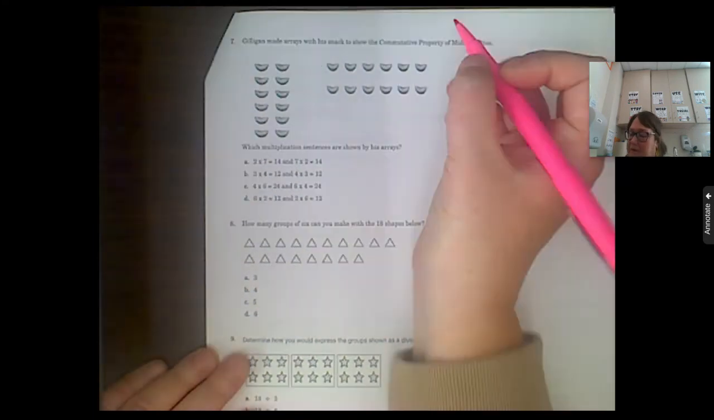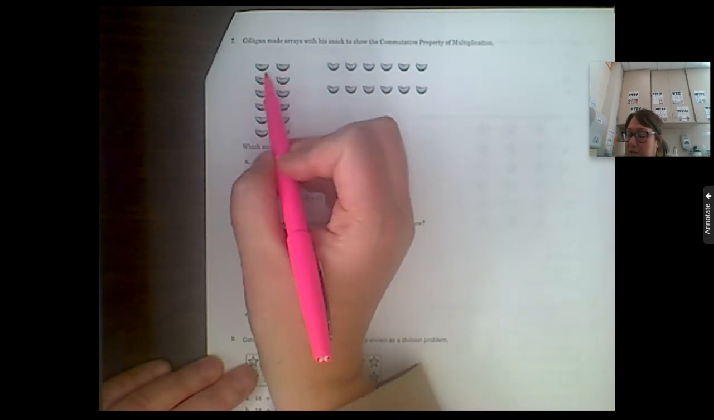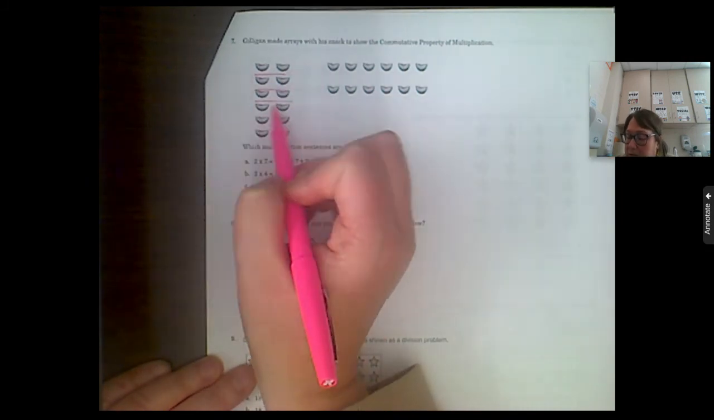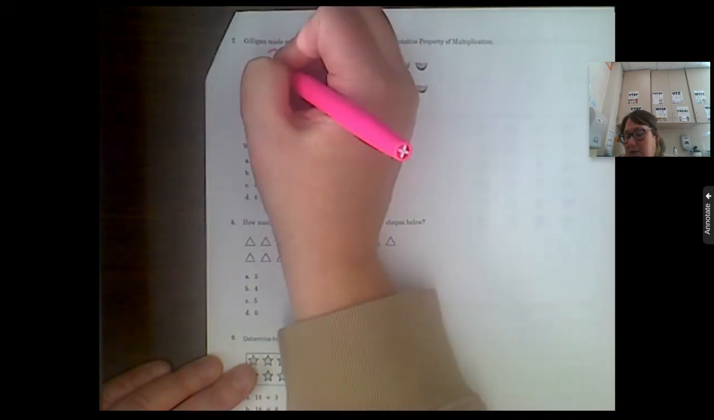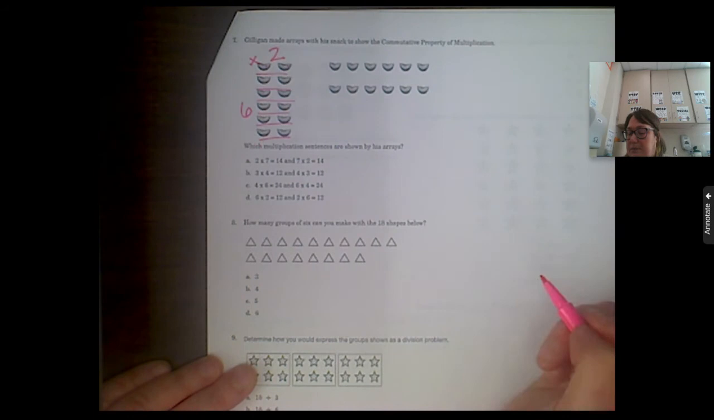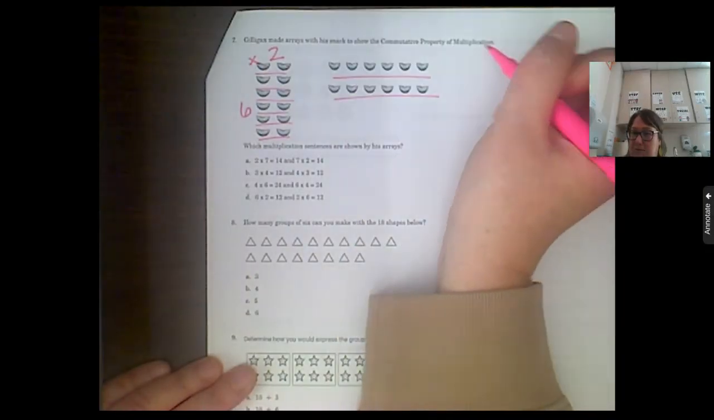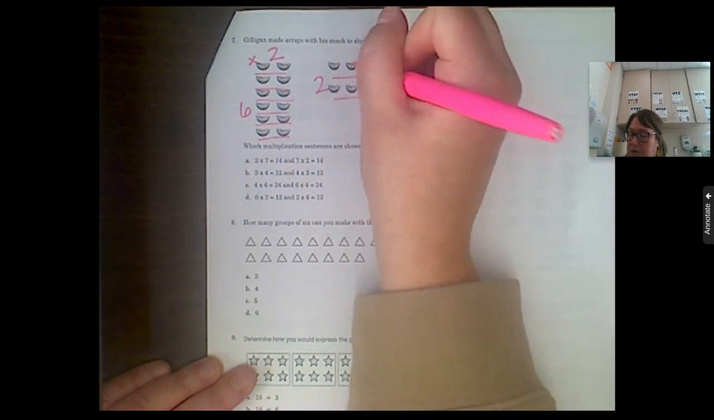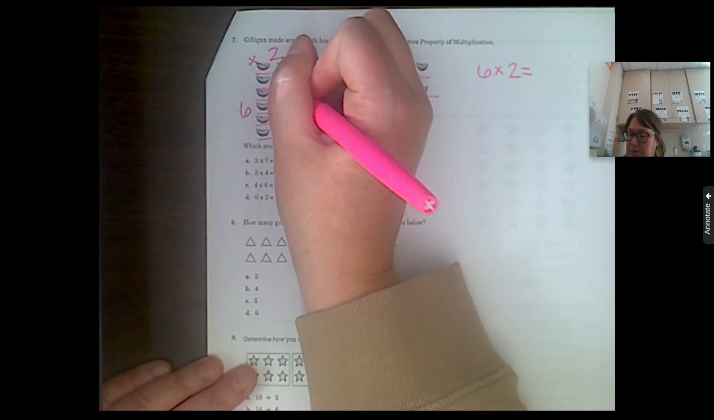Okay. Turn it over. Number 7, Gilligan made arrays with his snack to show the commutative property of multiplication. We want to label each of these arrays. So if I look at the first one, I've got 1, 2, 3, 4, 5, 6 rows, and 1, 2 in each row, 6 times 2. And the second one, I've got 1, 2 rows. Should you do this too? 2 rows and 1, 2, 3, 4, 5, 6 in each row. Okay, so for the first one, I have 6 times 2 equals 1, 2, 3, 4, 5, 6, 7, 8, 9, 10, 11, 12.